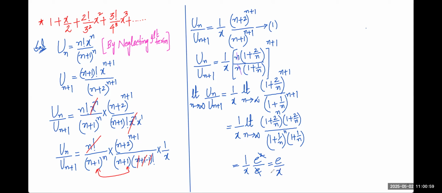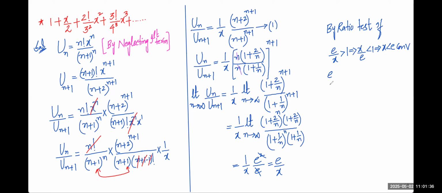Now again, since e is involved, we have to apply the logarithm test, by ratio test. If e by x is greater than 1, which implies x by e is less than 1, which implies x is less than e, then convergent.